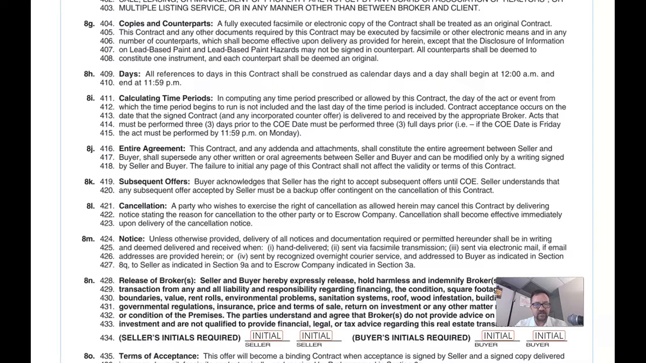Addendum is under notices unless otherwise provided. Delivery: all notices and documentation required or permitted hereunder shall be in writing and deemed delivered or received when it's hand delivered, sent by fax, sent by email if email addresses are provided, or sent by a recognized overnight courier service and addressed to the buyers at the addresses before. So it is considered not just delivered. Remember that. Line 425. It's going to be in writing, and it's going to be delivered and received when that happens.